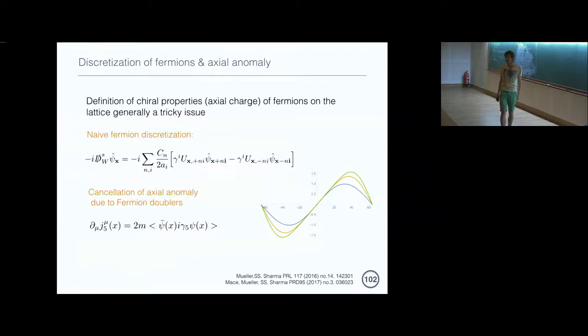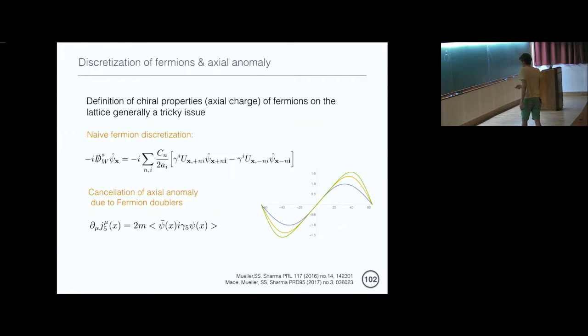So if you work out what is the divergence of this axial current in this case, you miss the term that you're actually interested in, namely how these gauge fields source fluctuations of the chiral fermions. And so naive discretization clearly fails to study this dynamics.